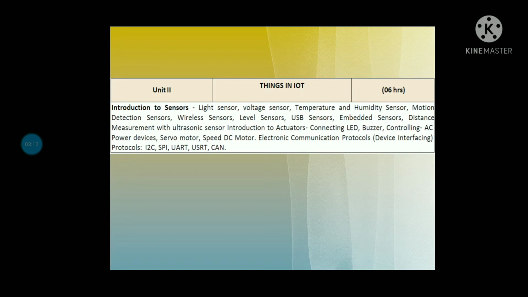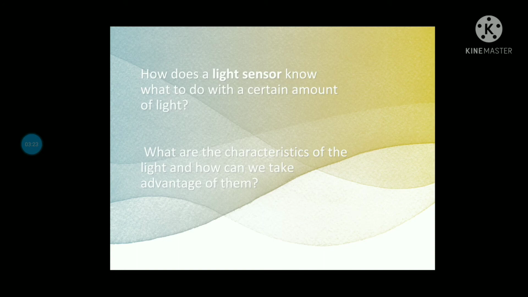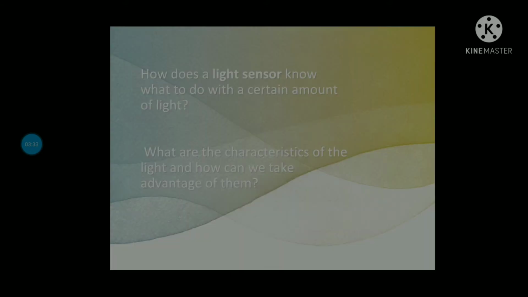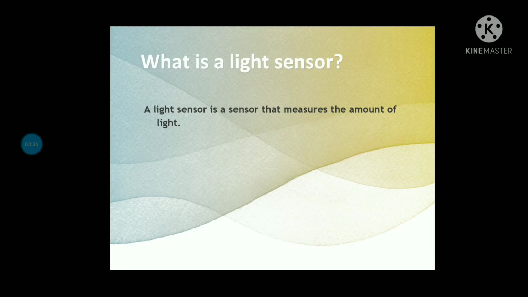Look at the syllabus once. We have seen in my previous video the introduction to sensors. Today we are starting with light sensors. So how does a light sensor know what to do with a certain amount of light? What are the characteristics of light? How can we take advantage of them? So what is a light sensor then?